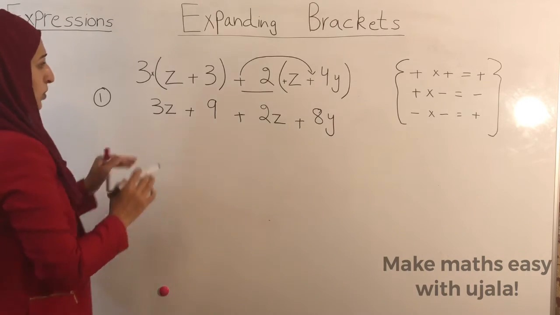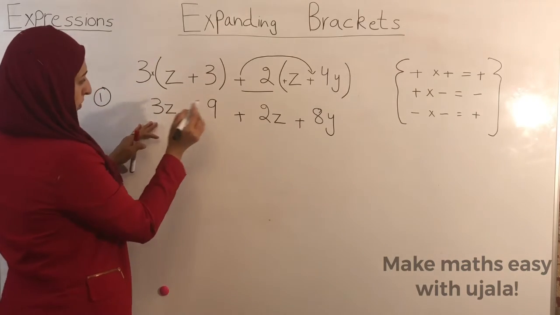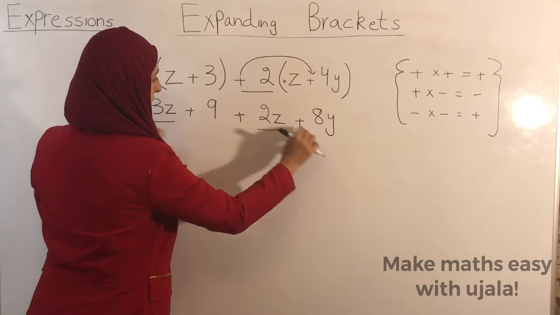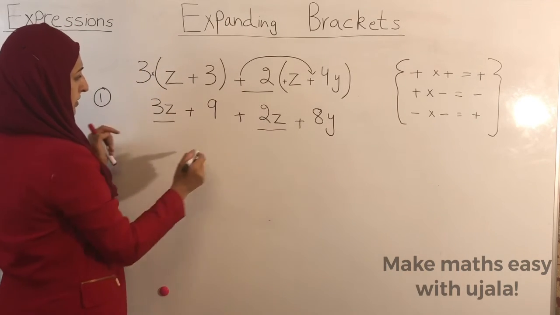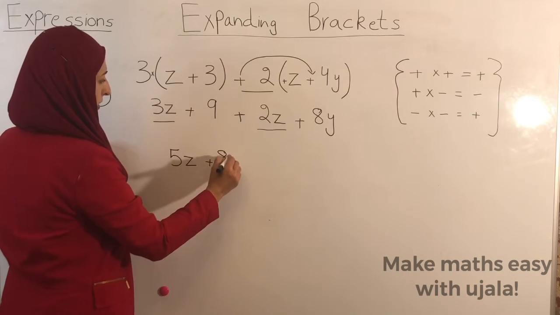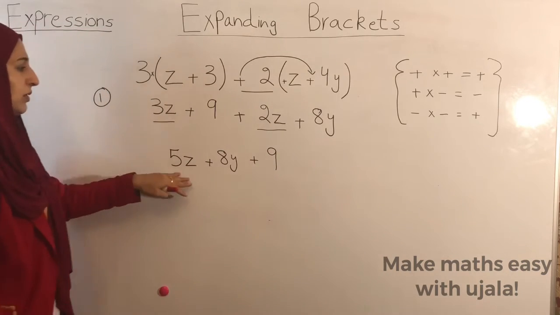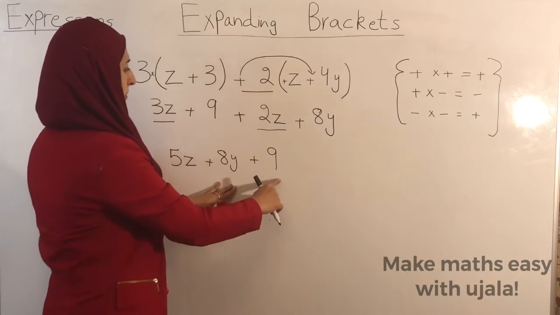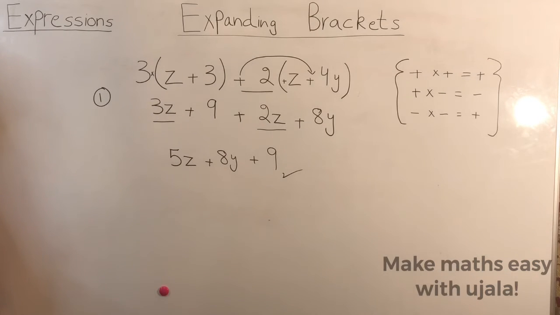Now this is a step to collect the like terms, because we are simplifying as well. What are the like terms? 3z, 2z. This is separate, there's no other like term for y and 9. So 3z plus 2z, 5z plus 8y plus the leftovers. Here you go, that's your answer. 5z plus 8y plus 9. That is how you expand the brackets.